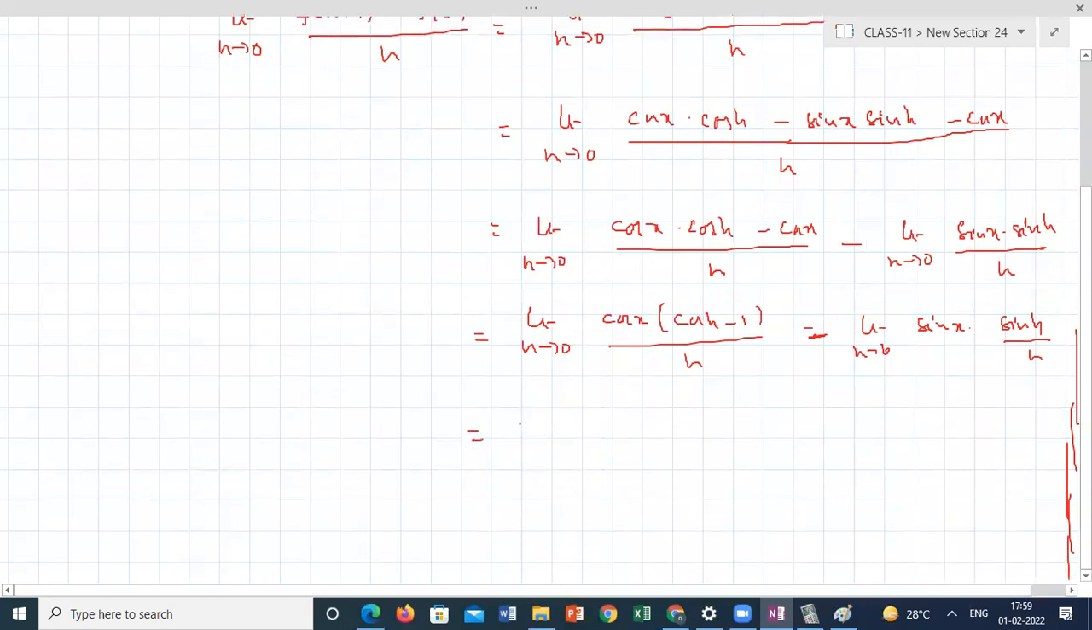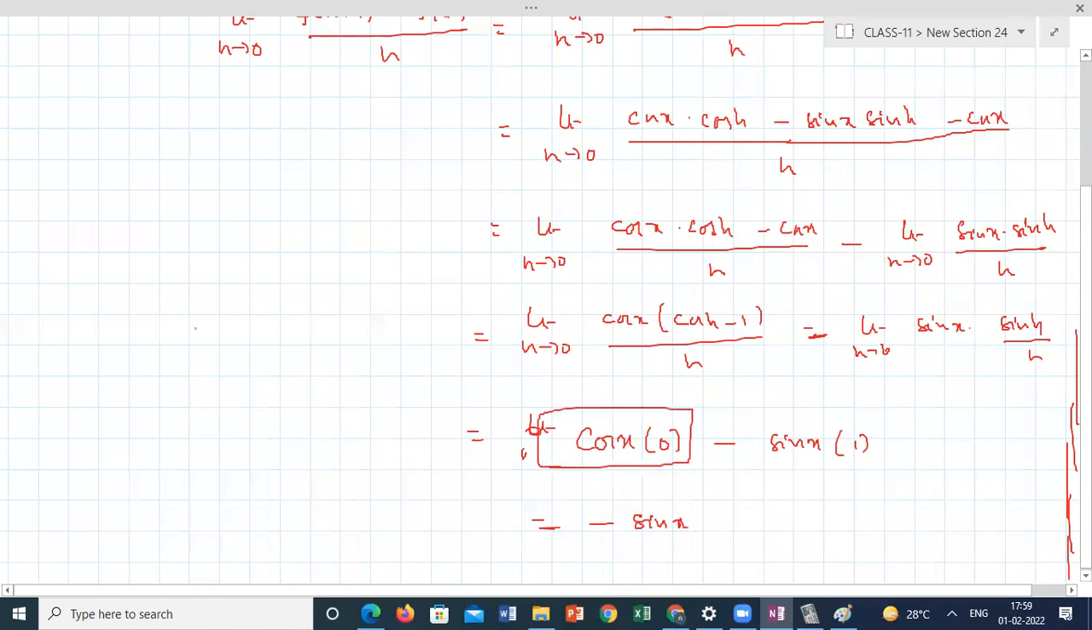So what is the answer for this? If I'm applying the limit, cos x into 0 will come, minus sin x into 1. So the answer is minus sin x. Has anyone understood how I got this as 0? If I'm taking cos x out of the limit h tends to 0, because cos x is independent of h, we have cos h minus 1 by h. How is this 0?